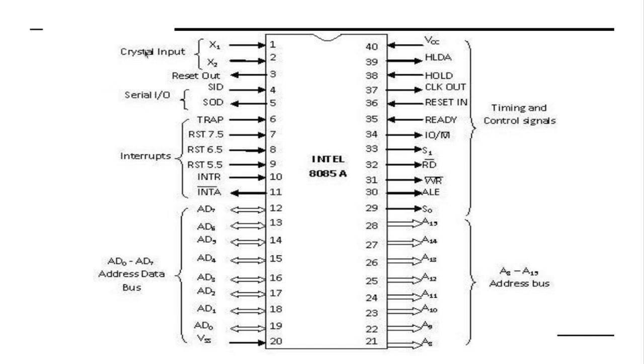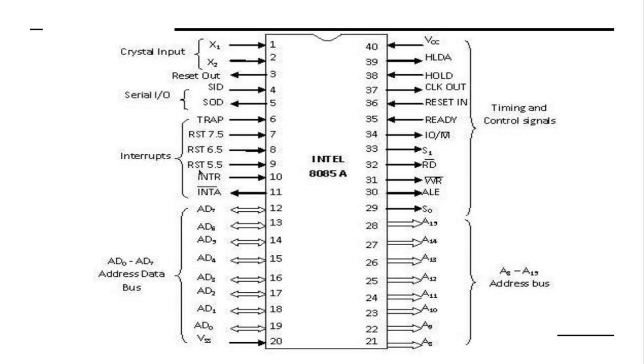So first of all, let us classify this. This is the 8085 microprocessor. As you can see here, we have 40 pins from 1 to 40. The first two are crystal input. Then we have reset out. Then we have serial input and serial output.